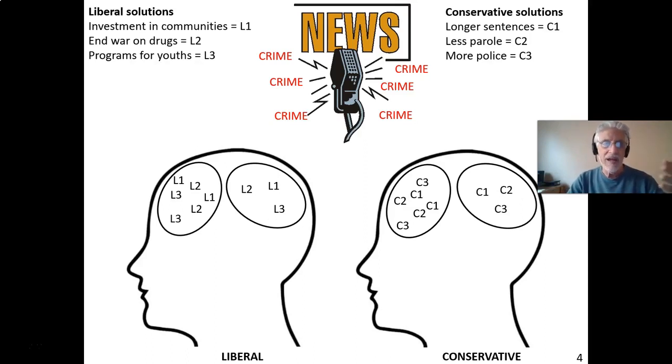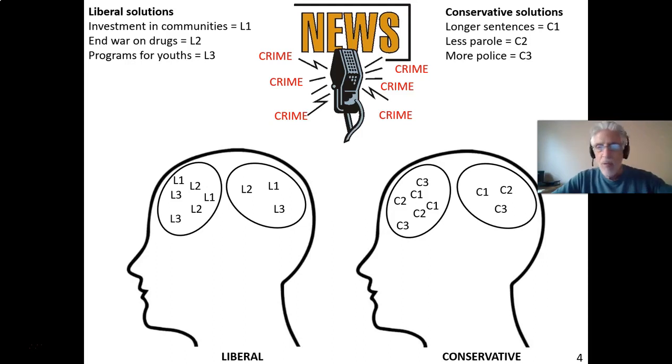So in the upper left-hand corner, I've listed a couple of basic ideas that liberals often propose for dealing with crime. For example, liberals would say that crime is really a symptom of a bigger societal problem, so there needs to be more investment in communities where the crime rate is high. Give people more options and they won't choose a life of crime.